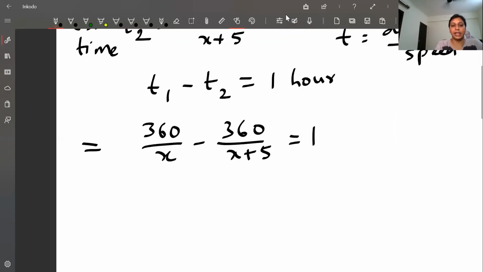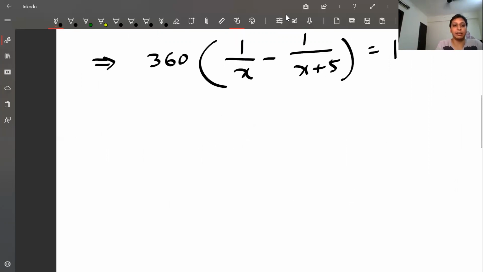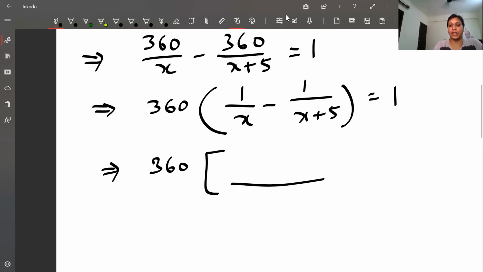Okay, so we can take 360 common in the two terms, which will give us 360 bracket 1 by x minus 1 by x plus 5 equal to 1. Now when you take the LCM, we get x into x plus 5. Now coming to the numerator part, we do the cross multiplication. So here you'll be getting x plus 5 minus x is equal to 1.